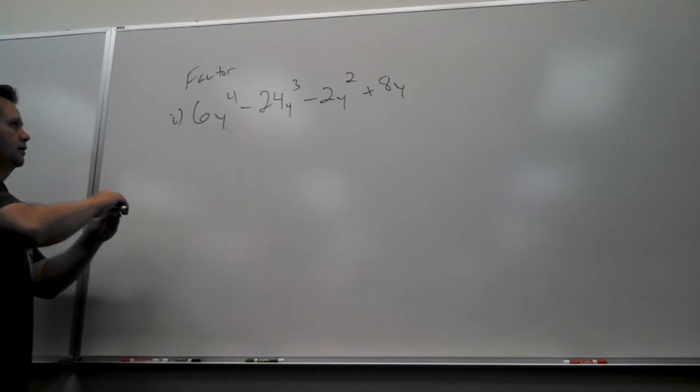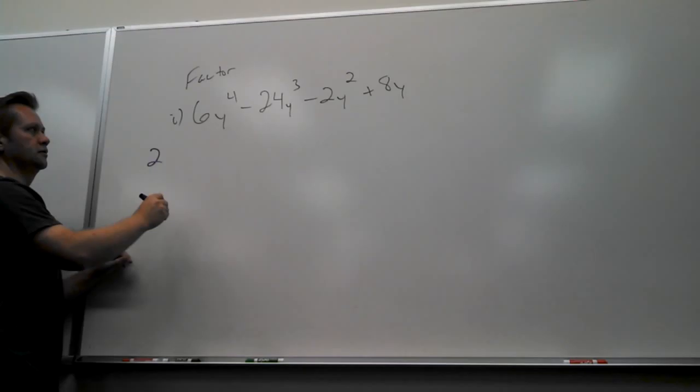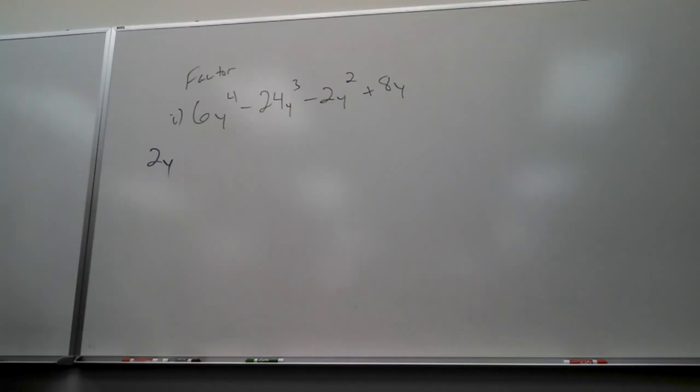So what is the GCF? Two. Two? Yeah. And? Y. Cool. So because everybody's got a two and everybody's got a Y, that's why we call it the greatest, the biggest thing common that they all have. Factor, that's a part of a multiplication. It's amazing. Yes, sir. I got a 2 in parentheses.